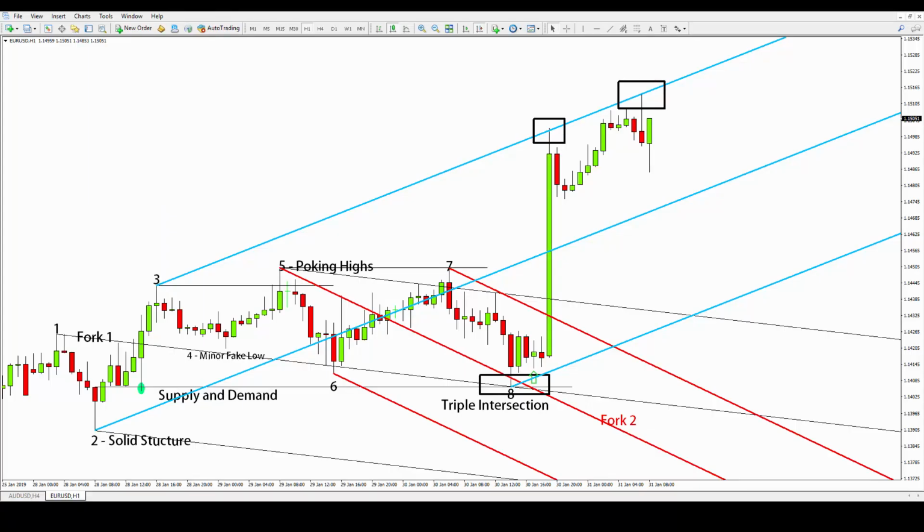Here you can see how the pitchfork can be a precision tool. Price shot upwards after number 8, and it went straight to the outer and upper line of the blue pitchfork pointing upwards. Observe how accurately price touches the line 2 times as it is shown by the black squares.